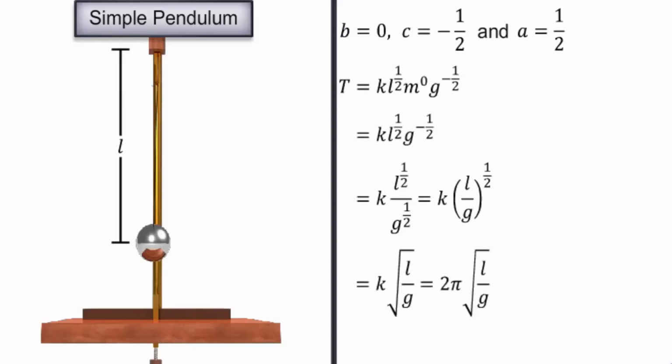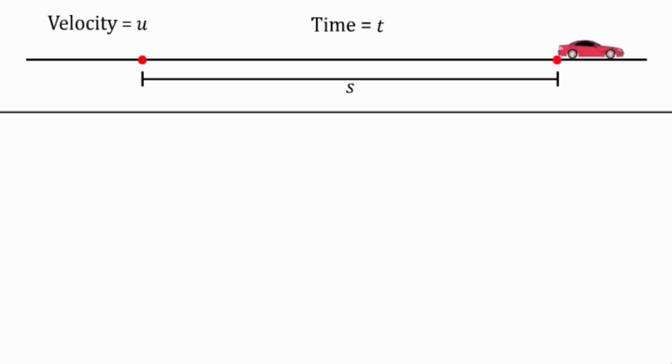The value of k, which is equal to 2π, cannot be found by using dimensional analysis. However, this method cannot be applied to derive equations where addition or subtraction of different terms is involved. For example, we cannot derive the equation S equal to UT plus half AT squared using dimensional analysis, even though we checked its dimensional consistency.